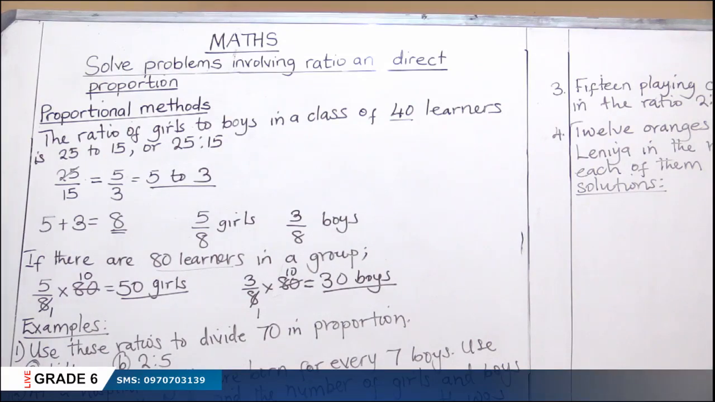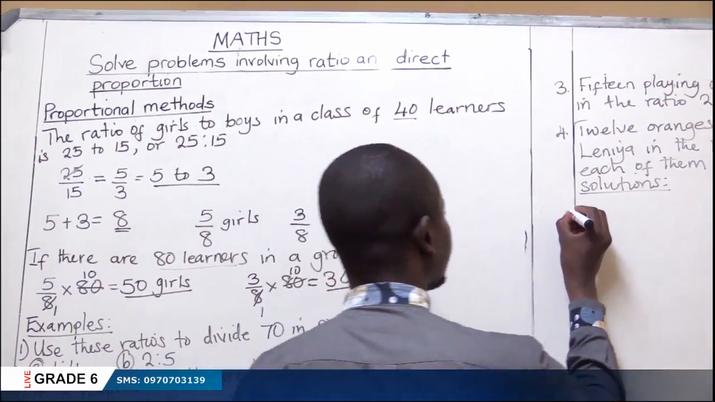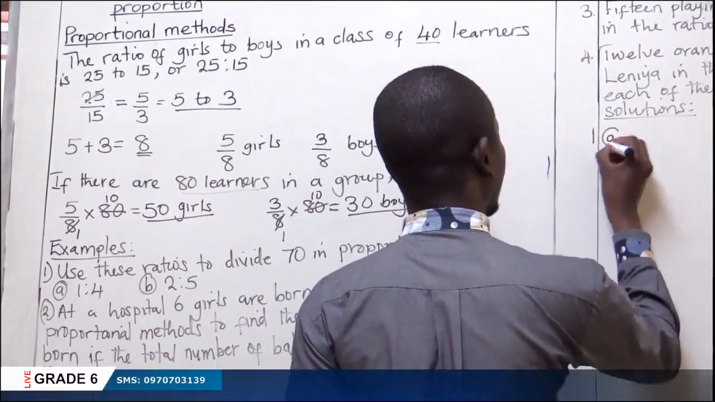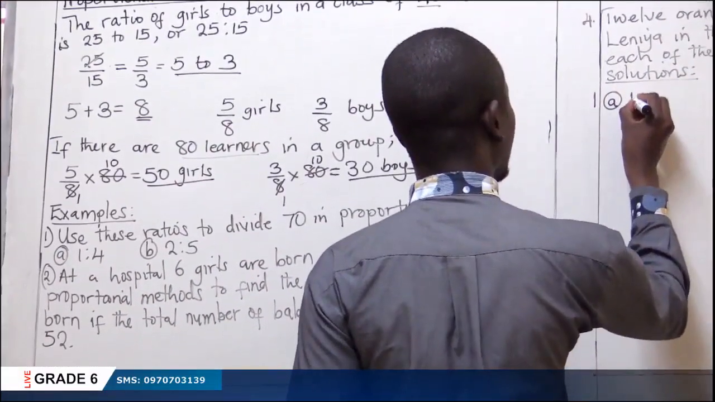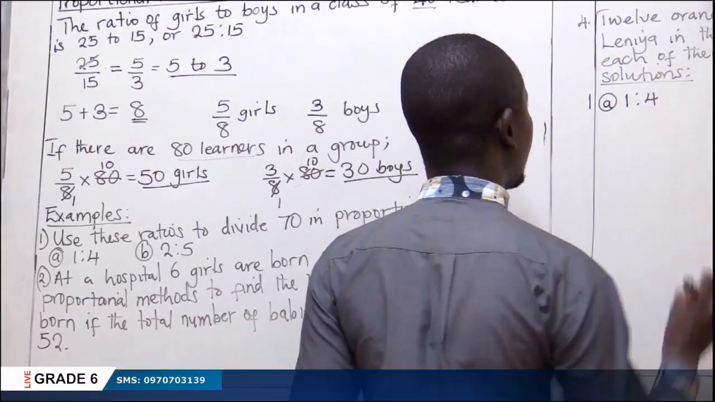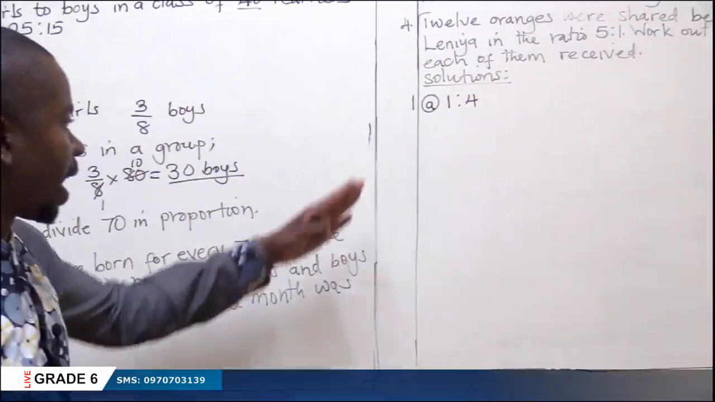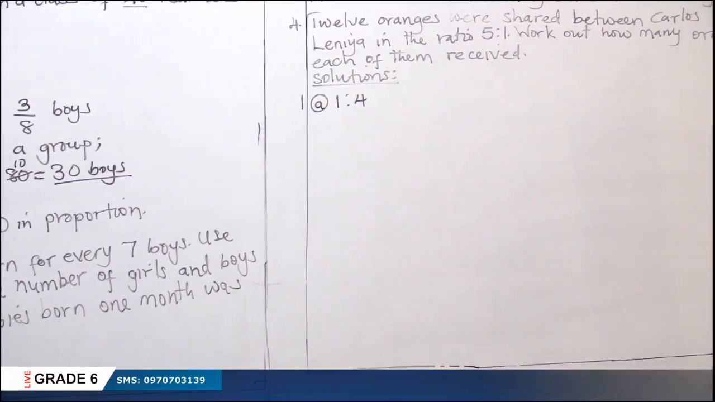Okay, so let's look at our examples, boys and girls. The first example says, use these ratios to divide 70 in proportion. A, 1 to 4. B, 2 to 5. Okay, so let's use these examples, which is 1A. Okay, so 1A we have got 1 to 4. I want you to follow, boys and girls, as I am solving the examples there.